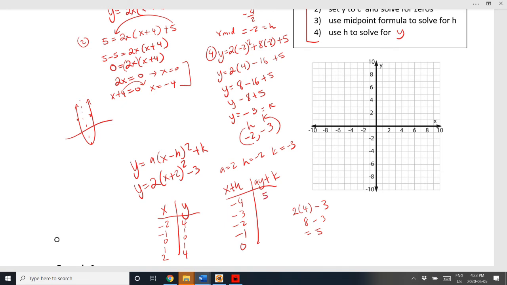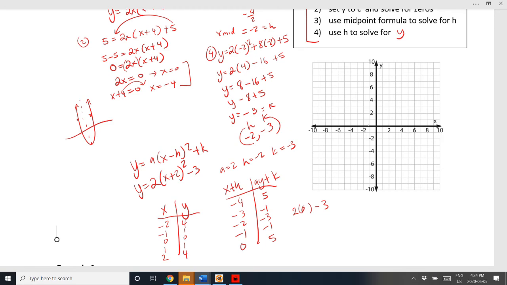And then we'll try 1 here. So 2 times 1 is 2, -3, that's going to be equal to -1. Then we're going to plug 0 into here. So 2 times 0 is 0, minus 3 is minus 3, and then they're just going to repeat, negative 1 and 5.